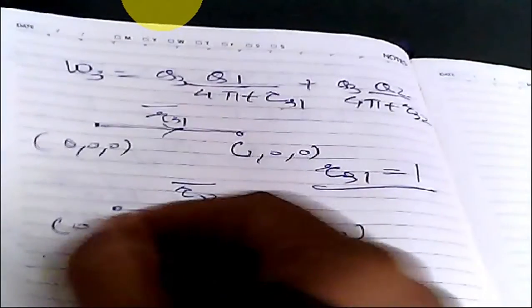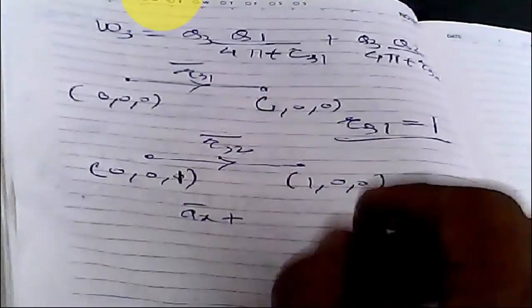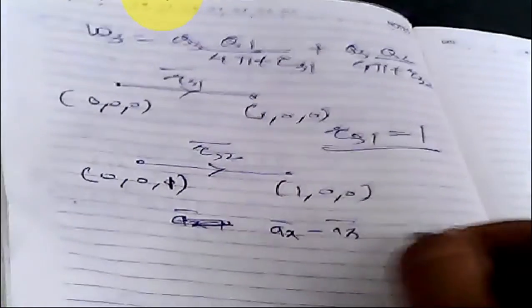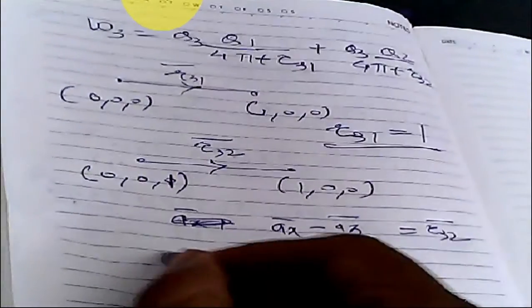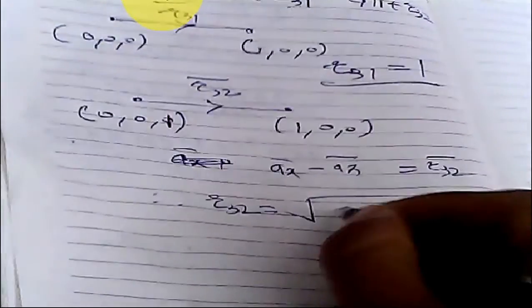What about R32? Once again, these two points, 3 and 2. That means 1 0 0 is our destination point, R32 bar. And what are the coordinates of this initial point? It is 0 comma 0 comma 1. So if I calculate this value, it is 1 minus 0 AX bar plus 0 minus 0 AY bar, forget about that. So it is AX bar minus 0 minus 1 AZ bar. This is equal to R32 bar, and therefore R32 is equal to under root of 1 square plus 1 square, that is under root of 2.